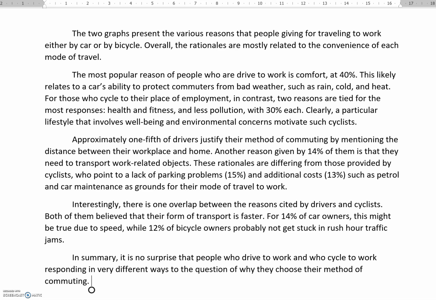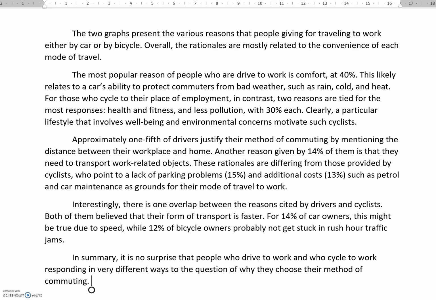Right, so we're going to look at the simple present and some typical mistakes that learners make with the simple present and how to fix them. Be sure to click on the link to look at the graph that this text refers to before you start, so you have an idea of the content. Okay, so let's start with the introduction.